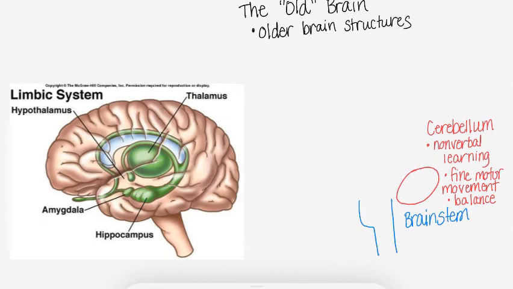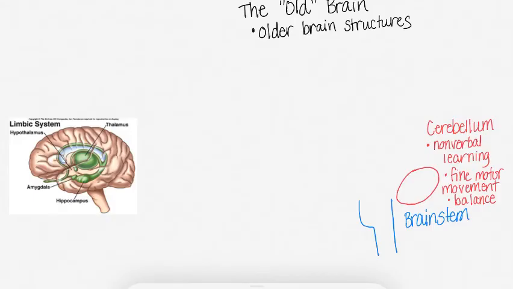Now we're going to switch gears here and we're going to look at the limbic system. This limbic system is in green here, and these are the four structures that we're going to be looking at: the thalamus, the hypothalamus, the amygdala, and the hippocampus. So let's go ahead and write down limbic system.